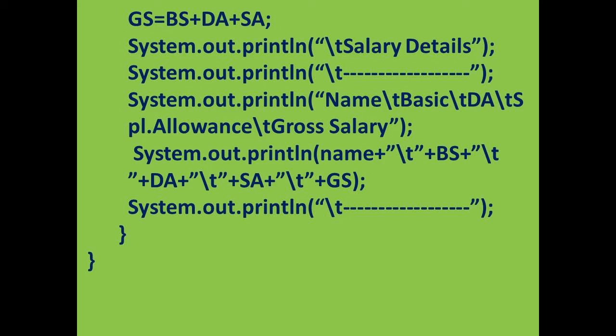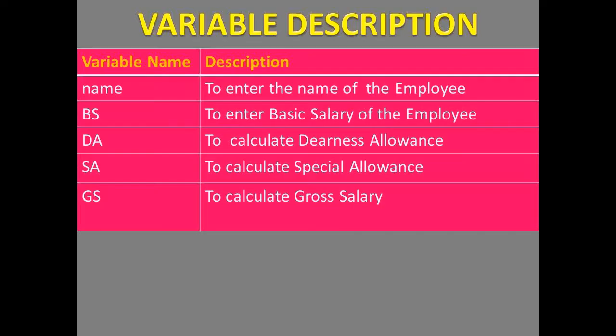Okay, then let's check the variable description. What are the variables we used here? Name, to enter the name of the employee. BS, to enter the basic salary of the employee. DA, to calculate the dearness allowance. SA, to calculate the special allowance. GS, to calculate the gross salary. Okay, these are the variables we used in the program.